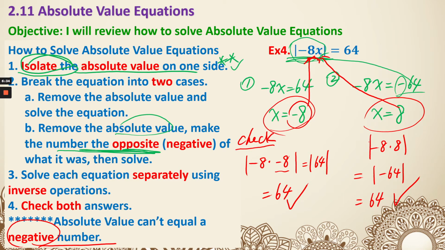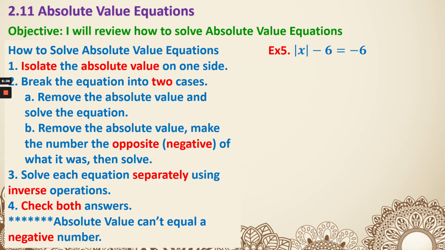Now let's do another example. Example 5. First step, same thing, isolate the absolute value. So this is our absolute value. We're going to need to isolate it. So the negative 6 is like something that's hovering around our box. We're going to need to get rid of it first. So I'm going to get rid of it. Then we got the absolute value of x is actually 0.